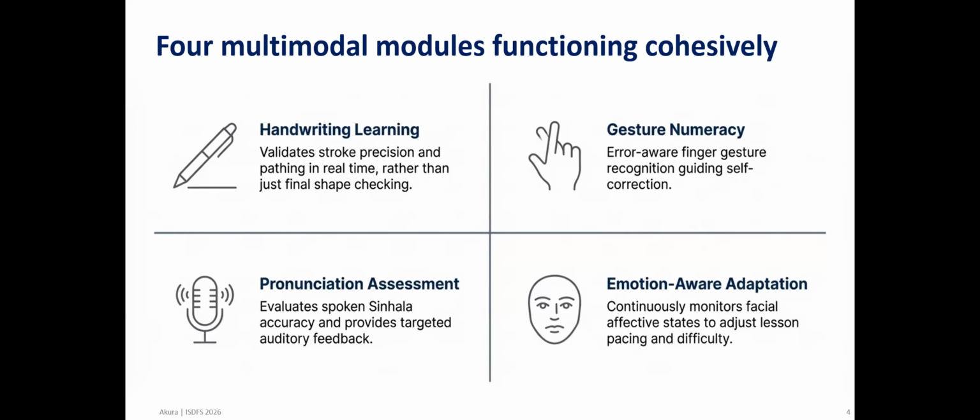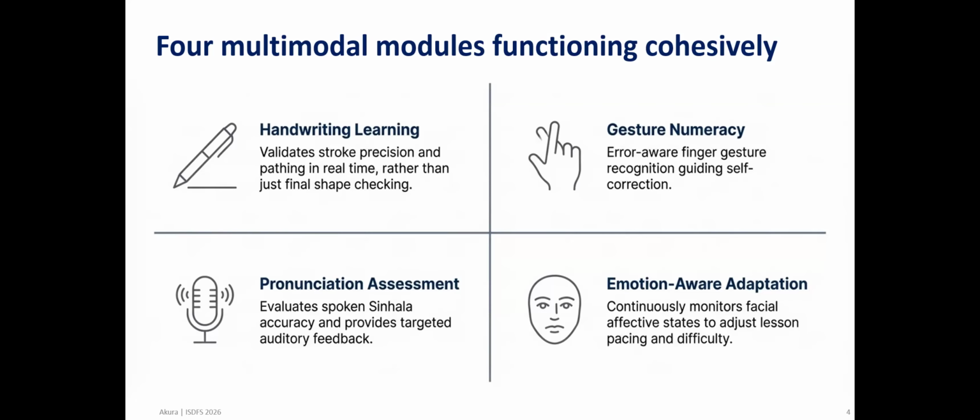And finally, we have emotion adaptation. This module detects learners' emotions using facial expression analysis, but to ensure reliability, adaptation is triggered only after consistent detections over time. Then, based on this, the system adjusts difficulty, pacing, or guidance. So this helps maintain an optimal learning state.